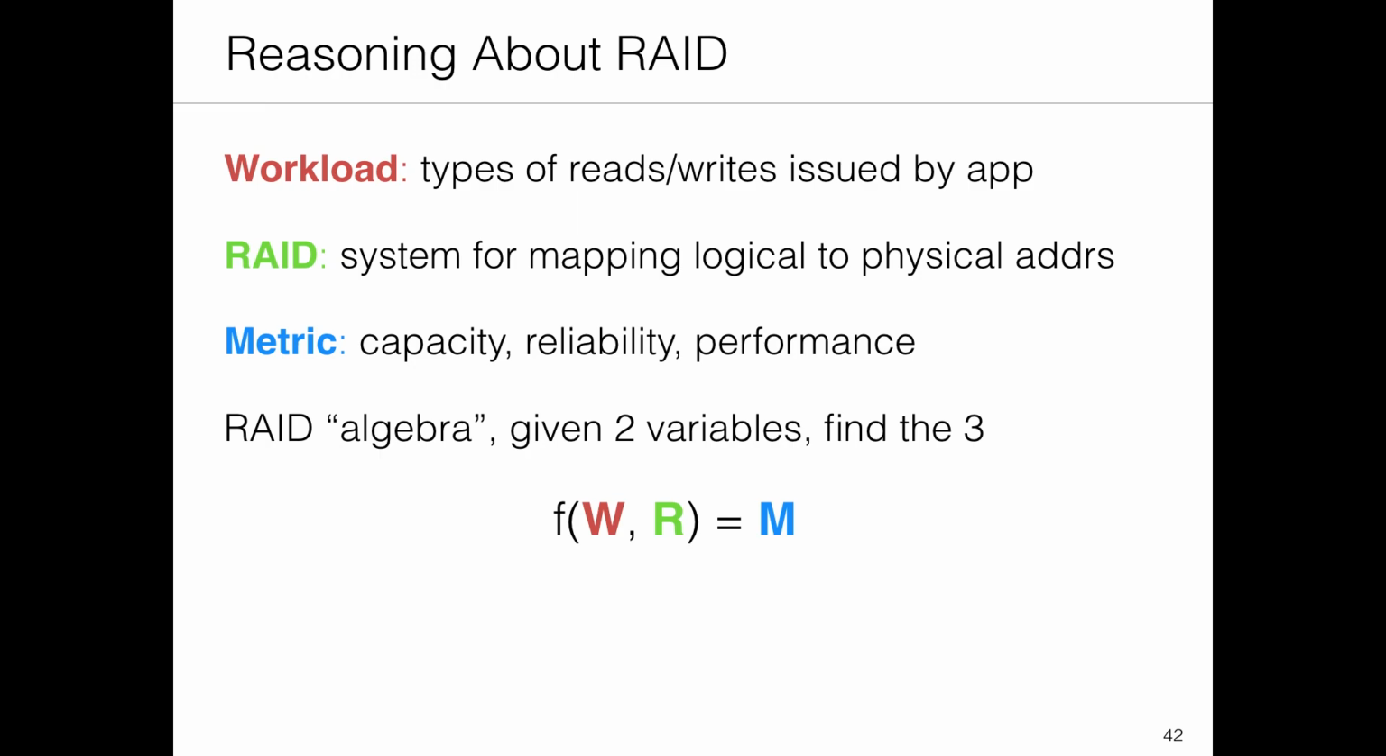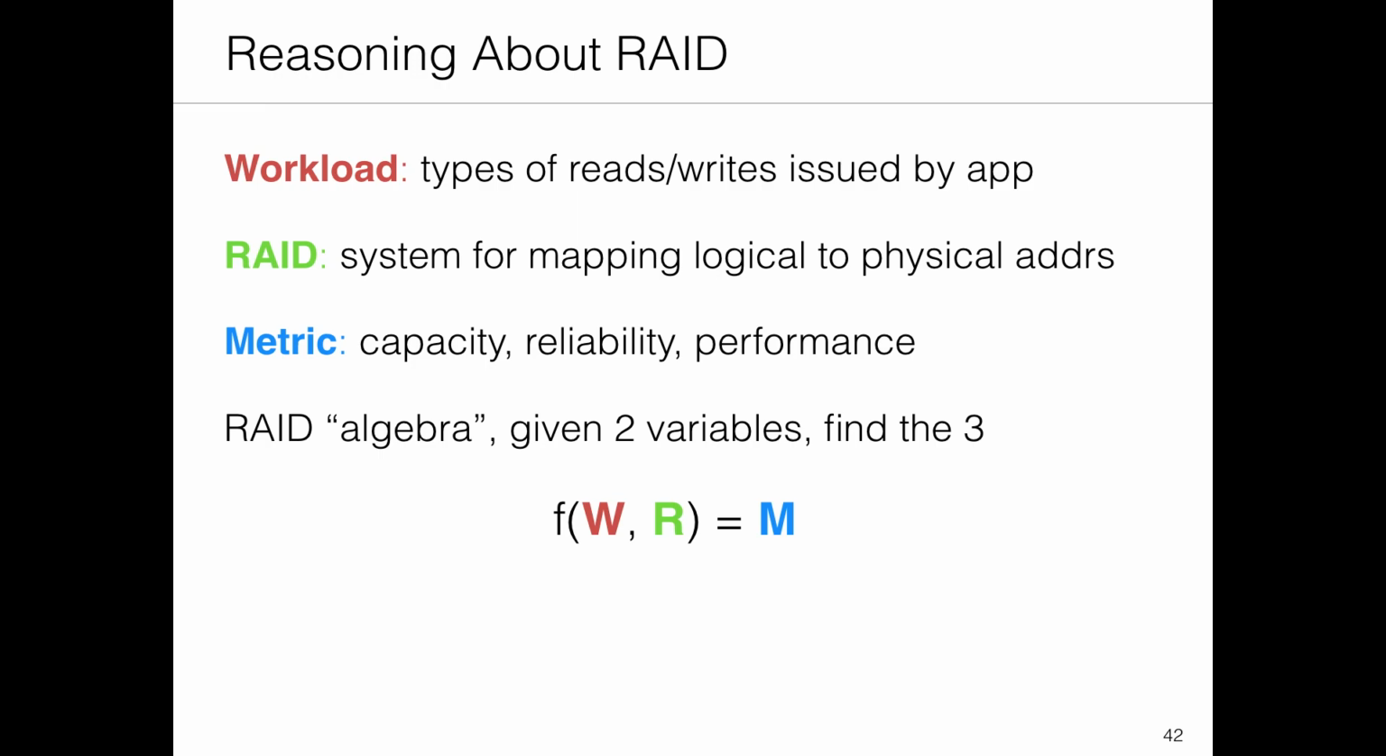Okay, so before we go into the details of RAID, we'll discuss three important things. First is the workload, which is the type of reads and writes. We studied in the previous lecture sequential read and write and random read and write. So we'll be looking at these two particular types of workloads only for now. And what exactly is the RAID? RAID is a system for mapping logical to physical address.